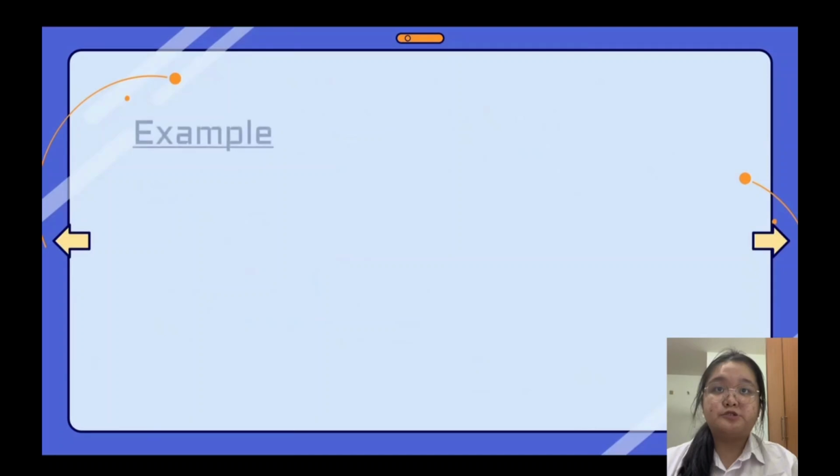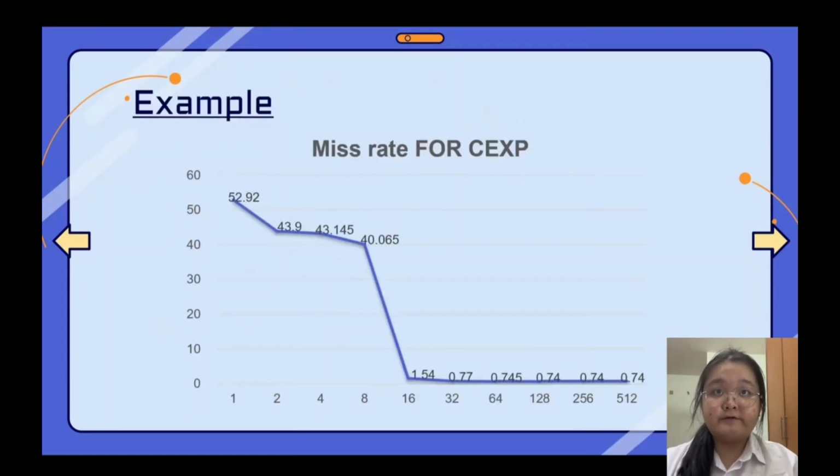One example is the trace file cexp.prg. When the block size was 8, the miss rate was 14.065%. But when the block size increased to 16, the miss rate dropped significantly to 1.54%. And after block size 128, the miss rate stabilized at around 0.74%.